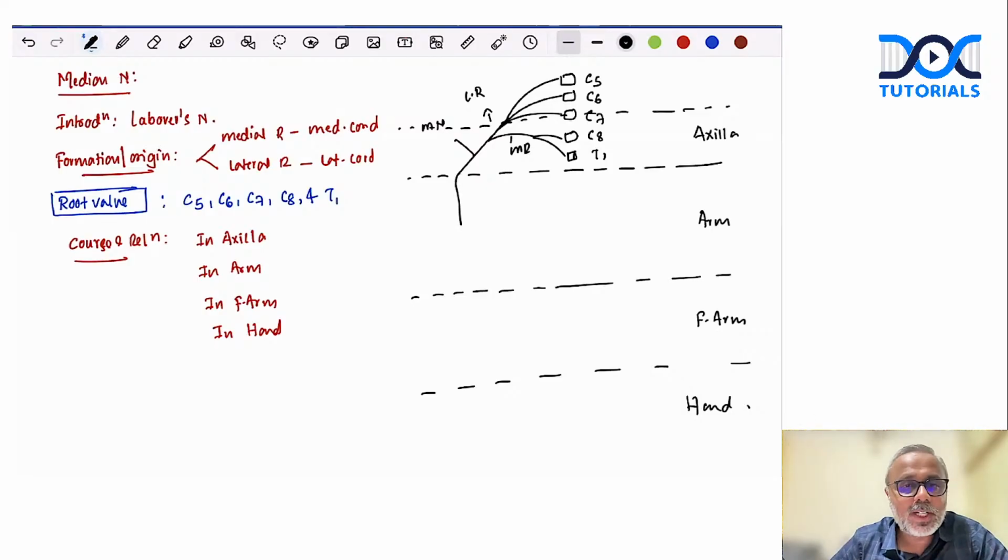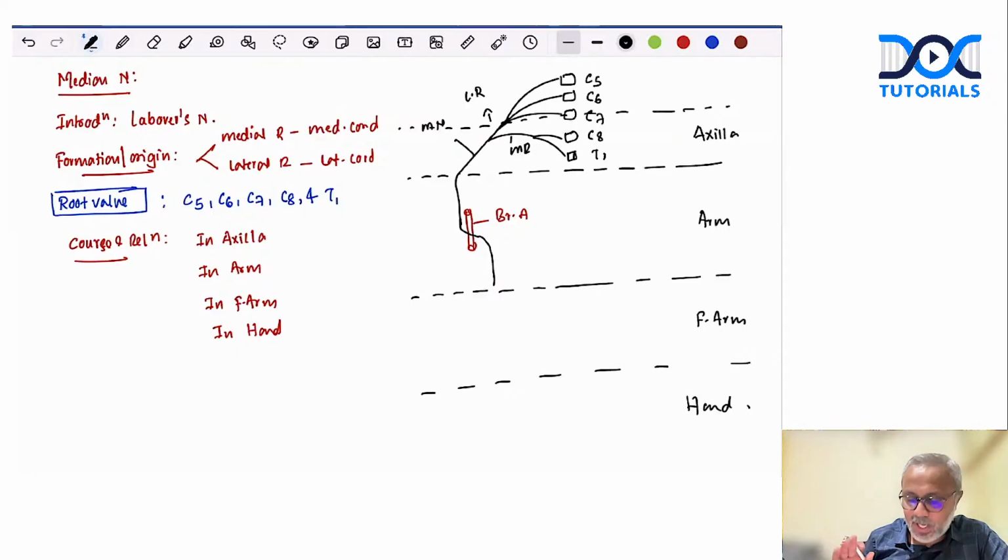What is that important thing we need to discuss in the arm? Remember, in the arm, the median nerve crosses the brachial artery. So let's imagine this is the brachial artery. Initially, the nerve is lateral to the brachial artery. At the level of insertion of coracobrachialis, it passes anterior to the artery and then it descends on the medial side of the artery. This is how we can show.